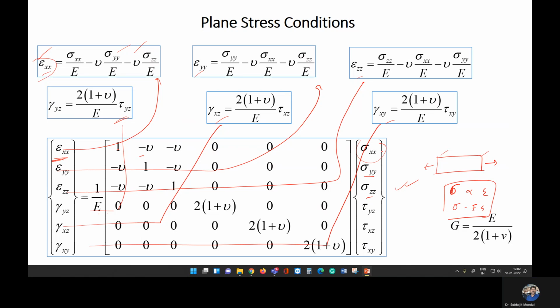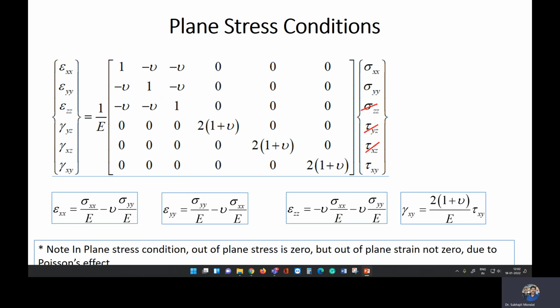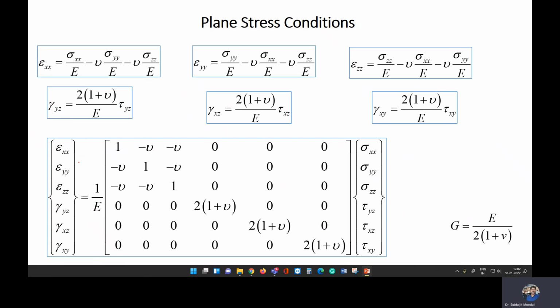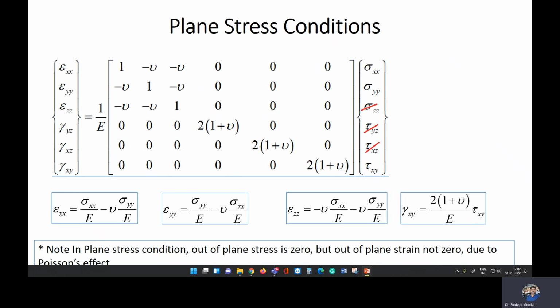Now we'll come to our plane stress condition. These equations generalize our relationship between the strain and the stress. Now if you consider the plane stress conditions, we have already discussed that the out of plane stresses are 0. These three are 0. If these three are 0, then we can again try to shortcut it. We can try to reduce the number of unknowns here, because these values are already known to us, we are putting 0.